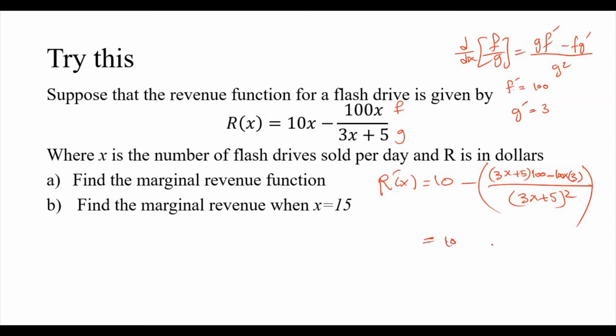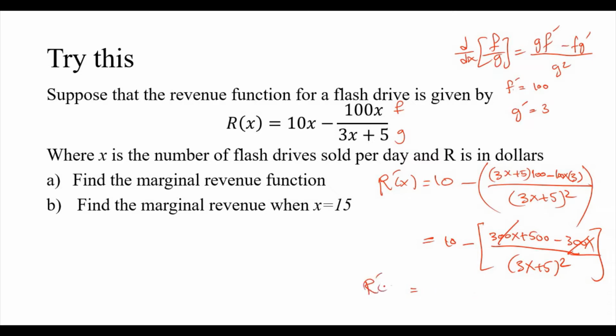So this will be 10 minus, then you're going to multiply 100 inside. I'm going to put parentheses again because I have the minus. I have to distribute that, so I have to keep the parentheses until it's safe to remove. This is 300x plus 500 minus 300x over (3x plus 5) all squared. The 300x is going to cancel and I will end up with only 500 in the numerator.